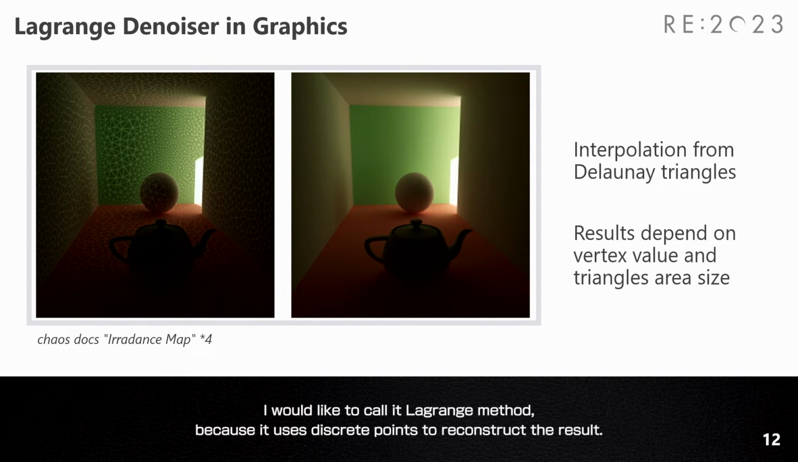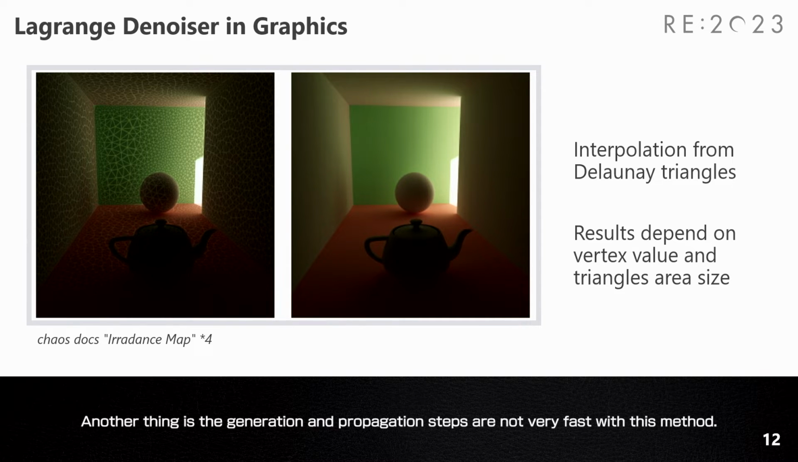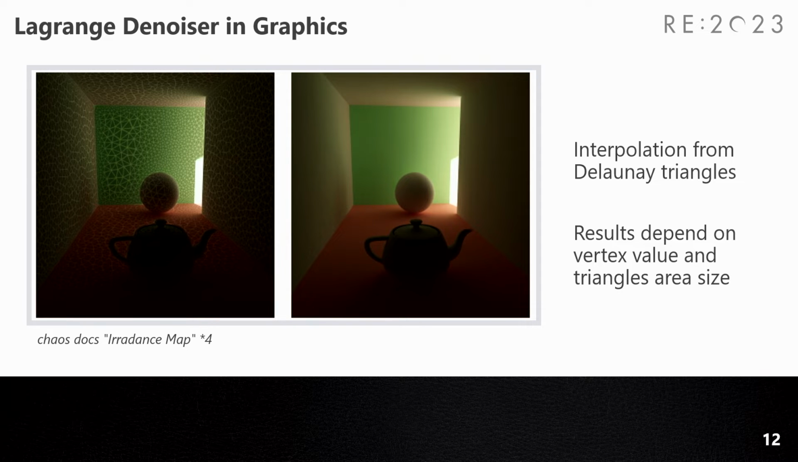I would like to call it the Lagrange method, because it uses discrete points to reconstruct the result. Another thing is the generation and the propagation steps are not very fast with this method. I didn't spend too much time on optimizing it, but if you put your energy into optimization, it could work better.